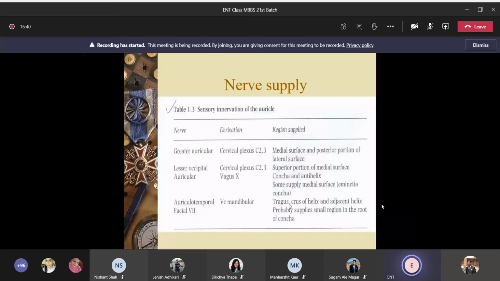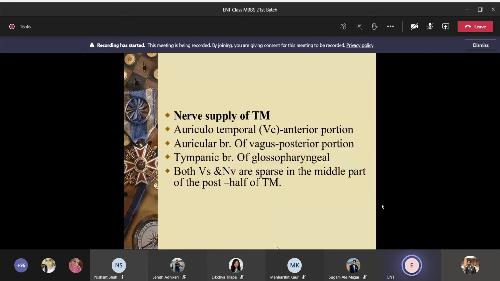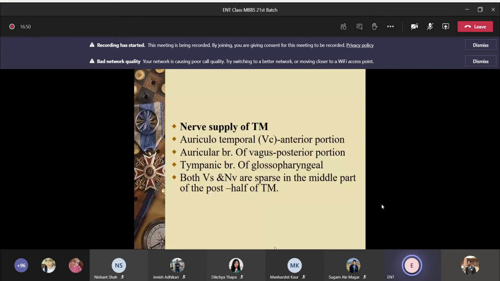Now, nerve supply of the tympanic membrane: the anterior portion by the auriculotemporal nerve, the posterior portion by the vagus nerve and the tympanic branch of the glossopharyngeal nerve, and both vessels and nerves are expressed in the posterior half of the tympanic membrane.